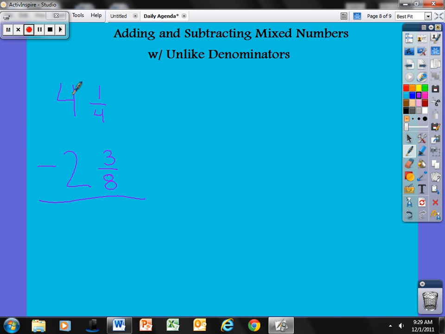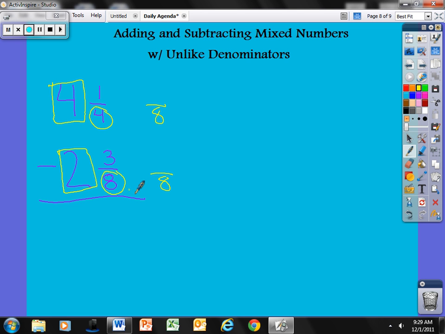Okay, as I've said previously, my whole numbers will stay put. Not going anywhere. I need to look at my denominators now. I have a 4 and an 8. Their least common multiple is 8. So this works out nice in that regard.